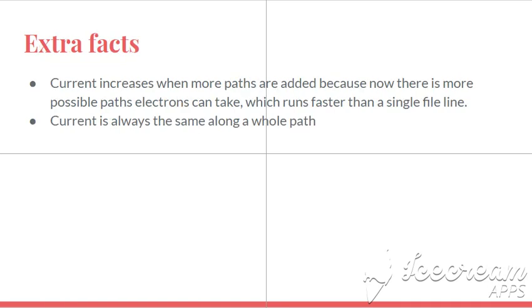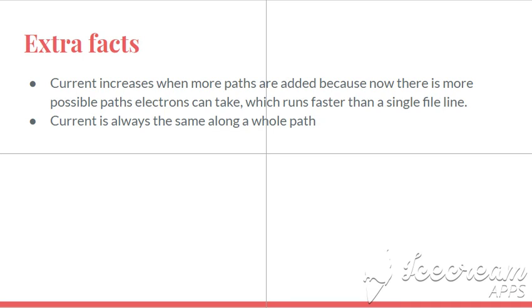Some extra facts about it: when there are more paths, the current increases, because now there are more places where it can go, right? It's wider. It's like a highway. If the highway has more lanes, there are more cars that can go in at the same time. So if we have one path versus two paths, the current is going to be double in the two paths.